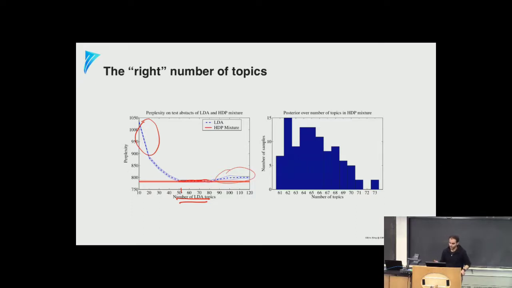But if we run an HDP mixture, in this case, it doesn't really matter. The HDP mixture is able to determine automatically the number of topics. We do have to fine-tune these parameters alpha and gamma, but after we learn them, we can quickly arrive at a model that automatically determines the number of topics. And on the right-hand side, you have this posterior distribution over the number of topics in the HDP mixture. This is the posterior distribution that it inferred.